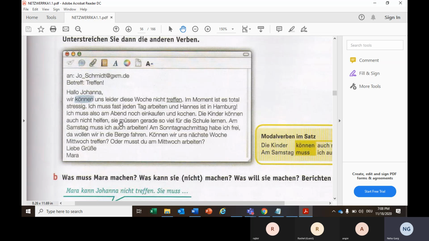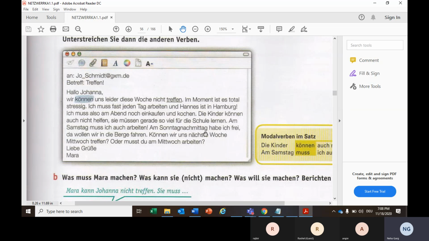Ich muss also am Abend noch einkaufen und kochen. And also she has to go for shopping and cooking in the evening. Die Kinder können auch nicht helfen. And the children, they also cannot help her. Sie müssen gerade, as in, as of now, or currently. So sie müssen gerade so viel für die Schule lernen. So currently they have to learn a lot for the school. Am Samstag muss ich auch arbeiten. And Saturday also she has to work.